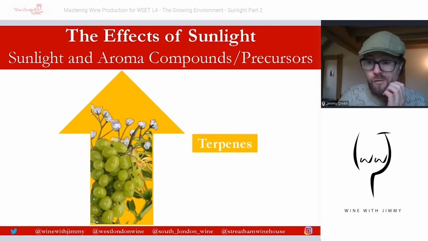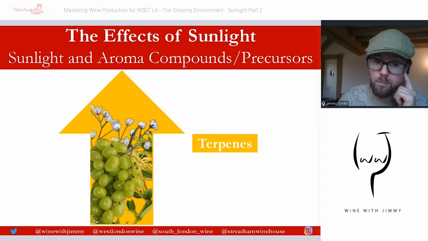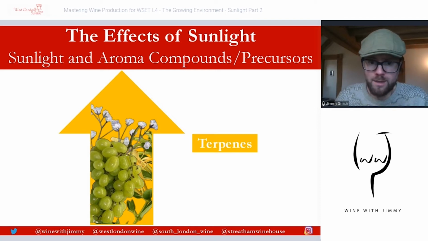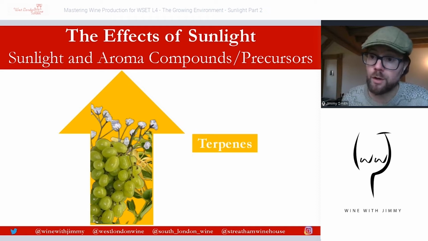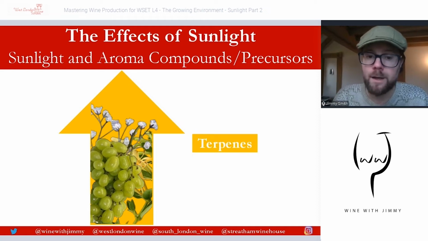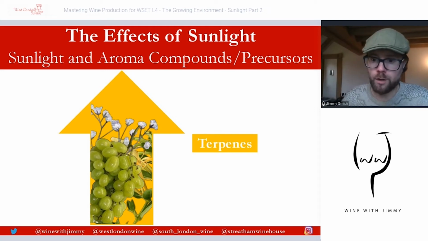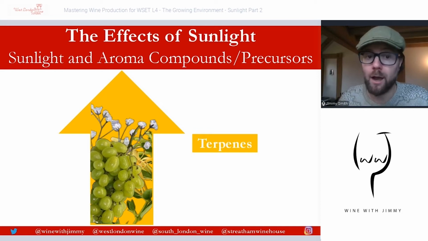Then we have aroma, precursors, and compounds. So now we know that sunlight has a positive effect on aroma precursors, and precursors, remember, are those that are found within grapes, but will be liberated. They will be developed during fermentation. And then there are compounds, which are already found in those grapes as well.